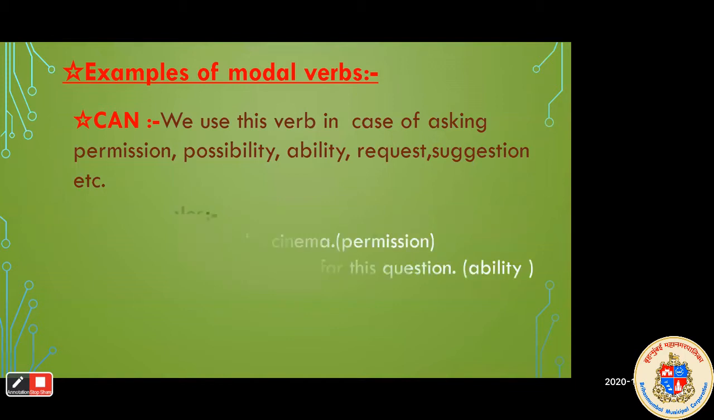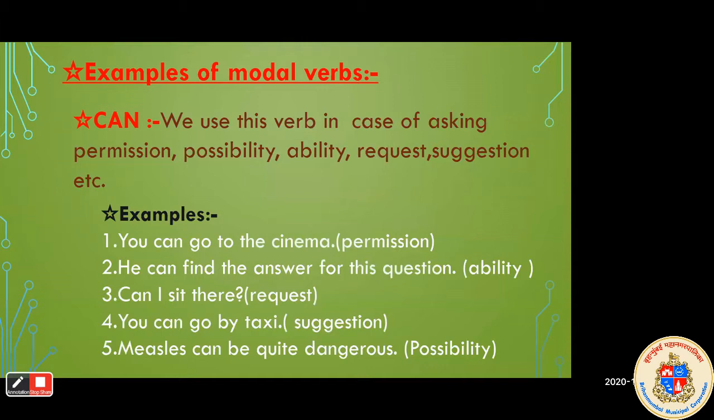Any one of you, unmute yourself and read these sentences. Read the sentences loudly. First, you can go to the cinema. Permission. Second, he can find the answer for this question. Ability. Third, can I sit there? Request. Fourth, you can go by taxi. Suggestion. Fifth, missiles can be quite dangerous.